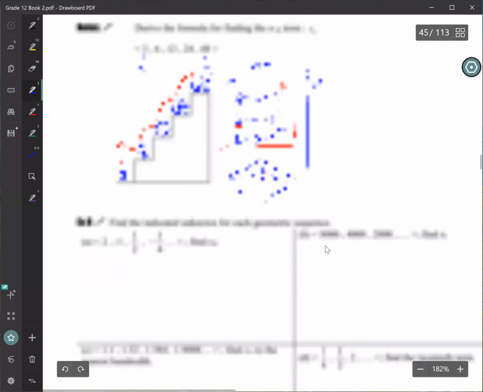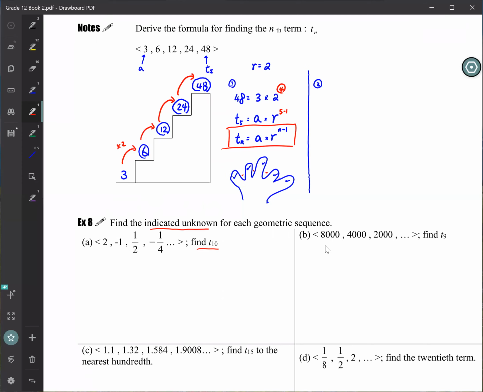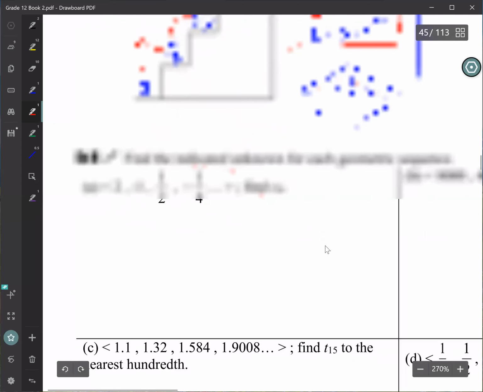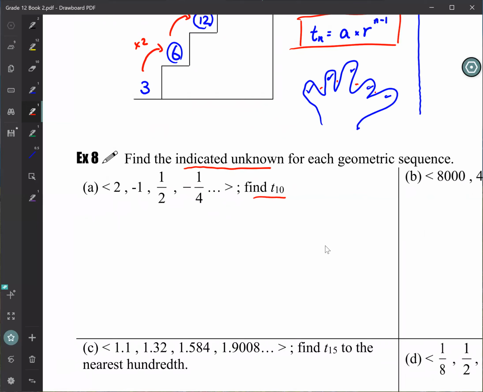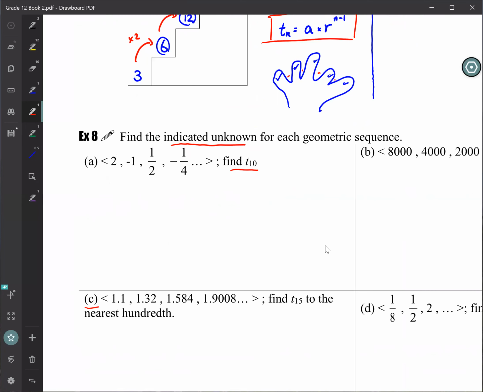So here we would like to find the indicated unknown, which is T10. We want to find the 10th term. Because the numbers will be much bigger, you can use a calculator. But if the question has fractions, I would like you to leave your answers in fractions. Like question C, it's in decimals, then you leave your answer in decimals, unless they tell you otherwise. So if the question is in fractions, answer in fractions. Question in decimals, leave decimals.